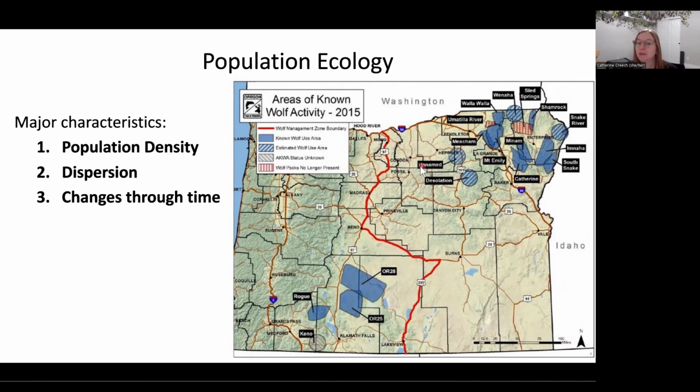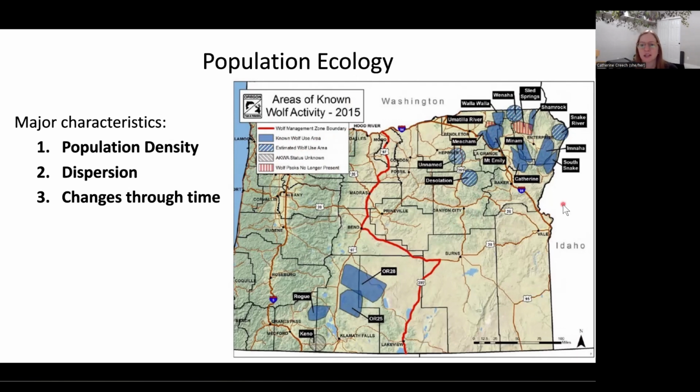This is an unnamed pack. This is the Umatilla River. Here's the Walla Walla pack. And so then if we go back to our key, if it's blue and hashed, it's the estimated area of wolf use. If it's gray, status unknown. So we've got a gray one down here, the Keno pack. And then if it's red, wolf packs are no longer present. So this is where they used to be, but are no longer there.